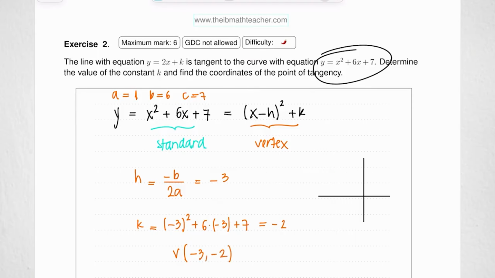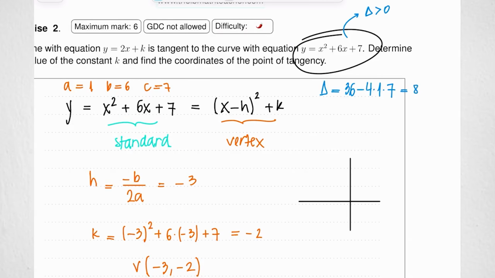And if this parabola is concave up and the discriminant is greater than 0, then we're going to have 2 x-intercepts, and the vertex is going to be below the x-axis. Now, how do we know that the discriminant is greater than 0? Well, we can just find it. b squared minus 4ac, we get 8. Therefore, we have 2 real roots. So this is our parabola.